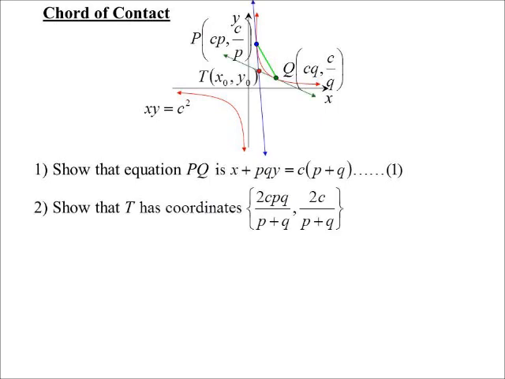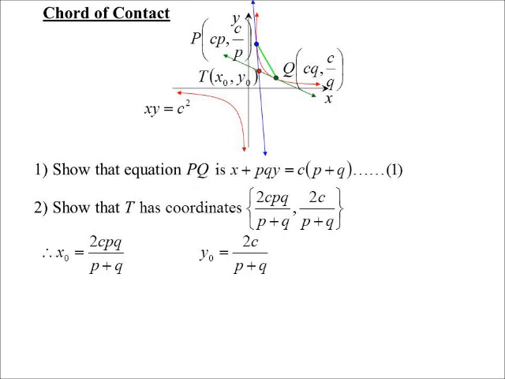Find the point of intersection of the two tangents. That point of intersection I'll call (x0, y0), the external point. The point of intersection ends up being (2cpq/(p plus q), 2c/(p plus q)). But hang on a sec, we said that's the point (x0, y0). So I know x0 is 2cpq on p plus q, y0 is 2c on p plus q. Remember what we're trying to do? We're trying to eliminate the parameter out of this equation. I don't want pq, I don't want p plus q.